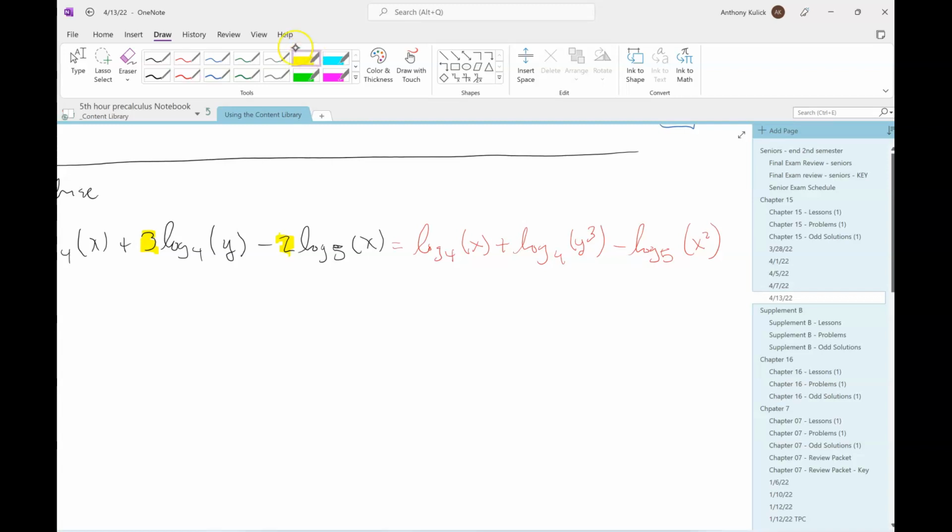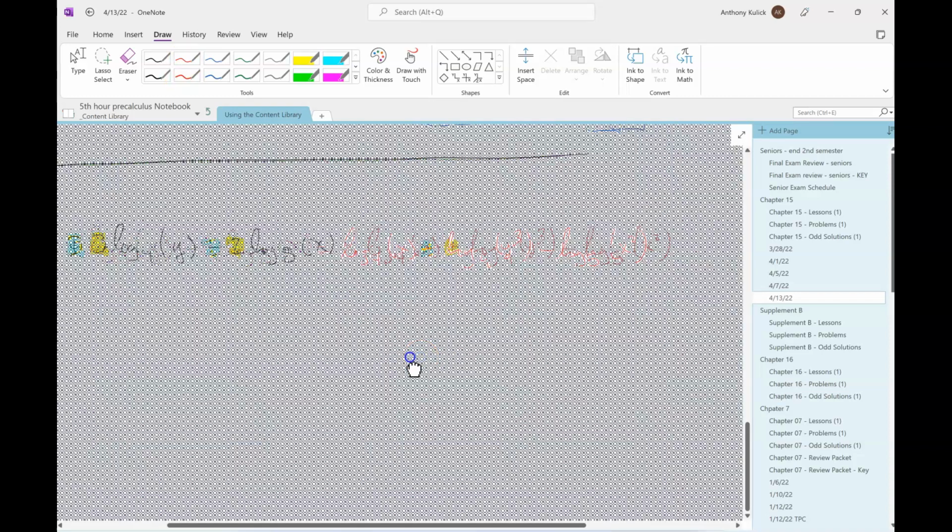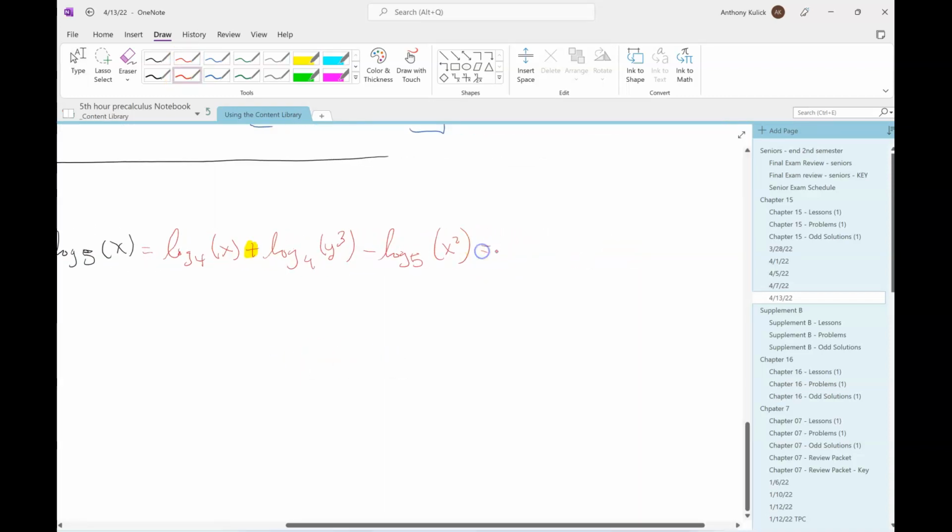Okay, next thing we look for is product properties. Do you guys see any product property? Yes. How many? Just one. What is our symbol that cues us that there's a product property going on here? The addition. Very good. Okay.